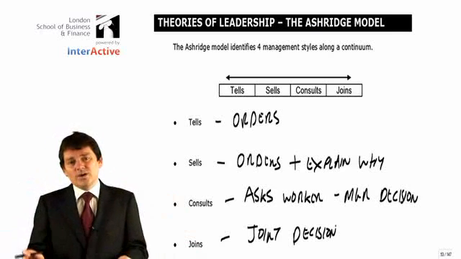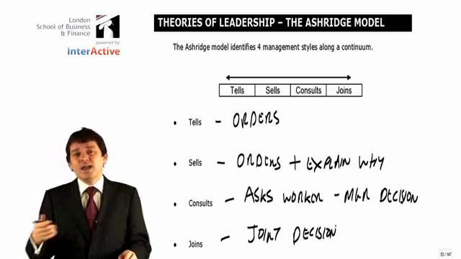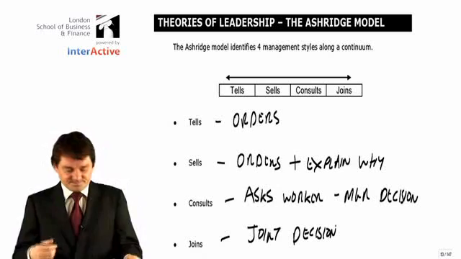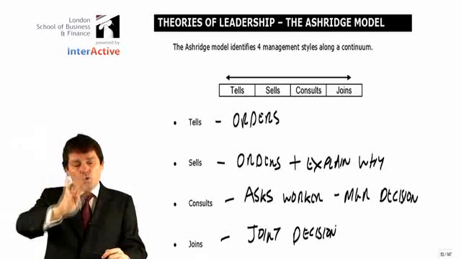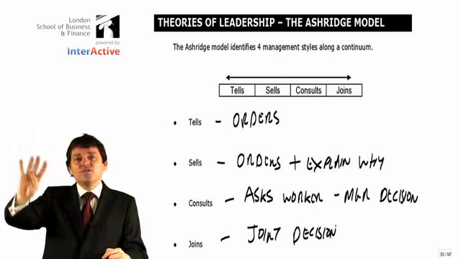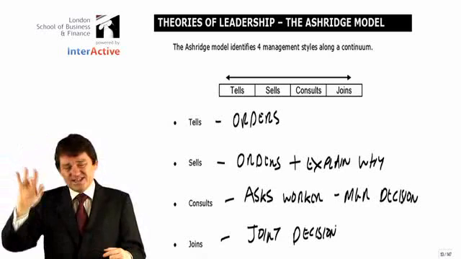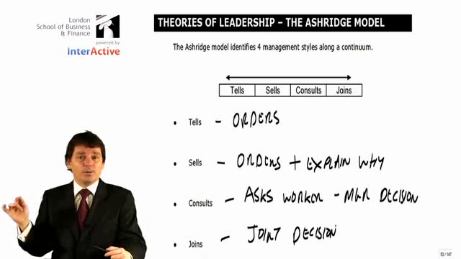So what do you think the customers are interested in? And finally, the joins one. We will make a joint decision together. Again, it may well be that the workers have got a lot of experience in something. So again, in the exam, 4 possible things that you could have. Examiner gives you 4 of them. 1 of them actually isn't in that model at all. The examiner makes something up.